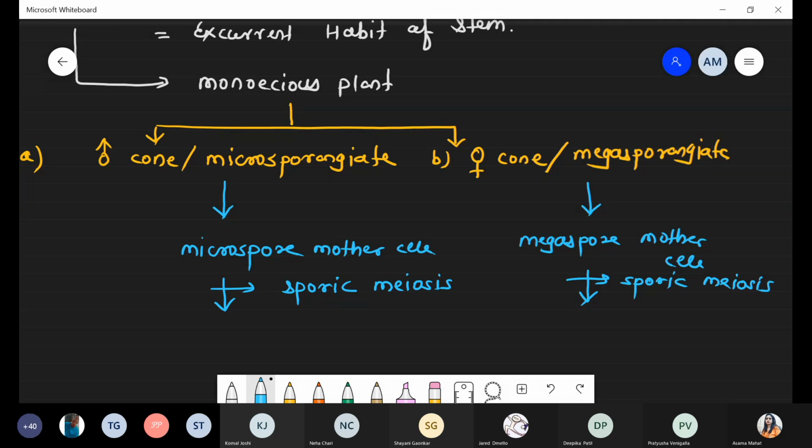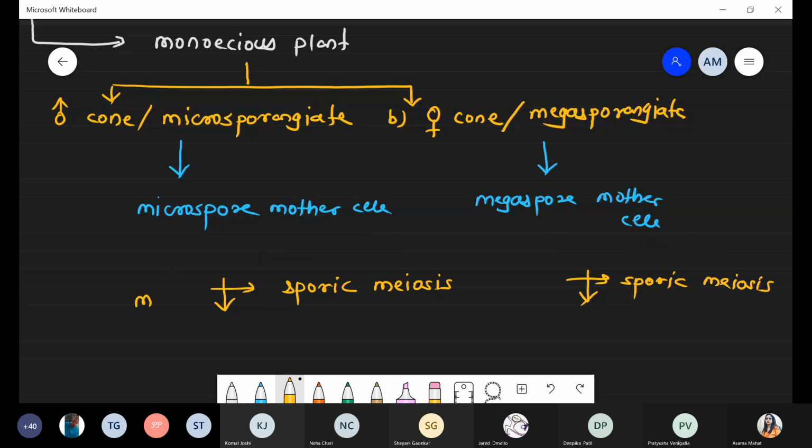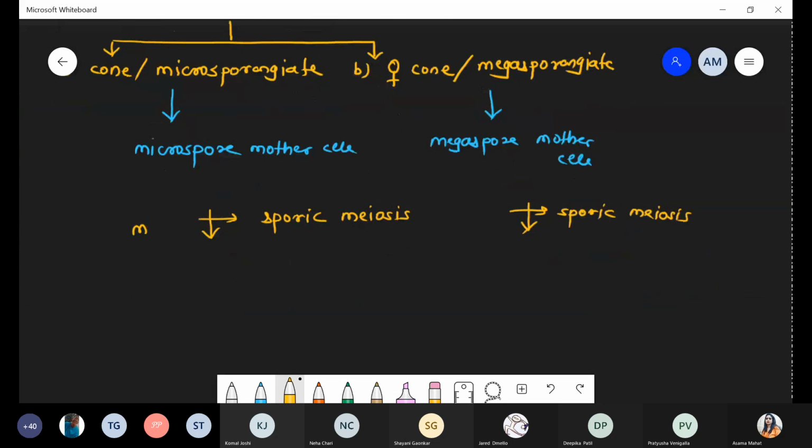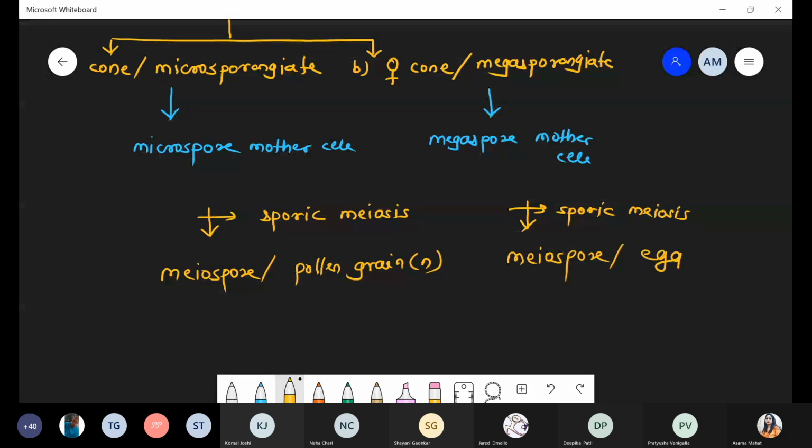After the sporic meiosis, there is a formation of pollen grains, the meiospore, and that meiospore is simply the pollen grain. The ploidy level of the pollen grain is haploid in nature. Similarly, here there is a production of the meiospore, which is the formation of the egg. That ploidy level is again haploid in nature.